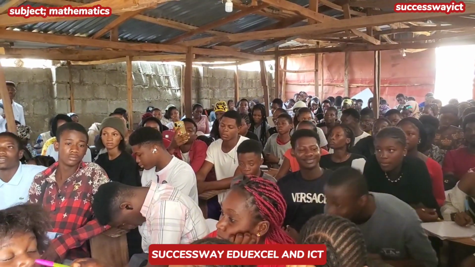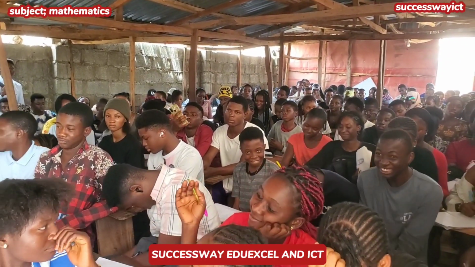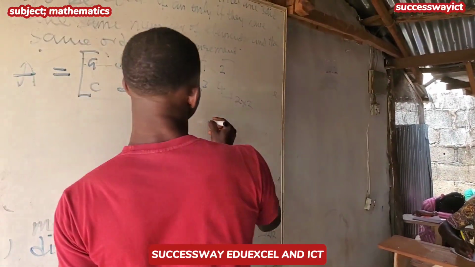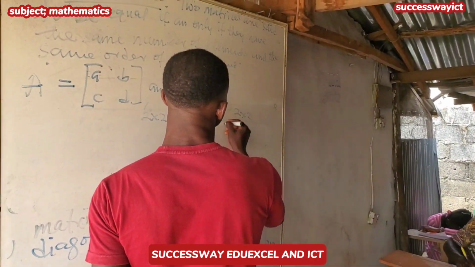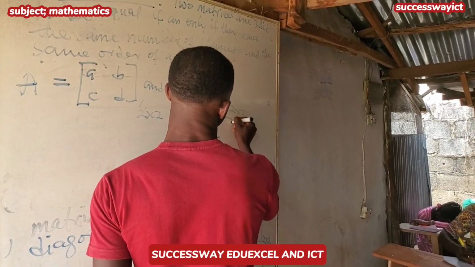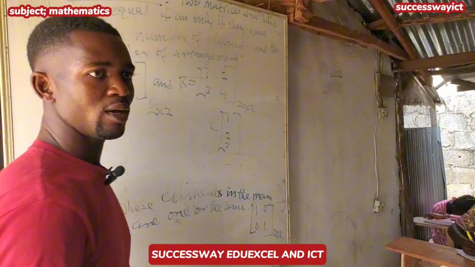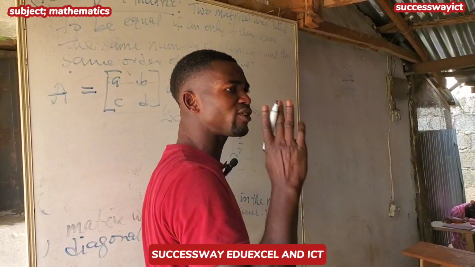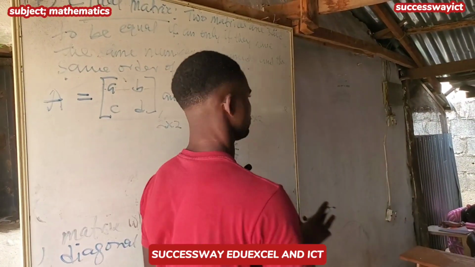Okay. This cannot be an equal matrix. If I have A here, now I have another matrix C equal to this, 1, 2, 3. No, they cannot be equal, isn't it? Because they don't have the same number of elements and they don't have the same order of arrangement.